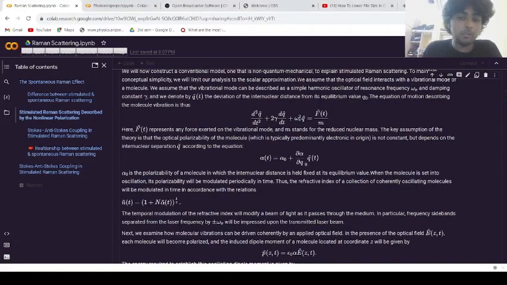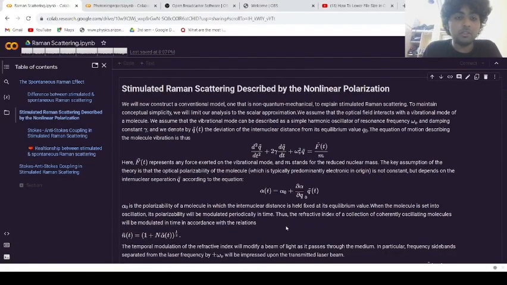Hello everyone, my name is Nikhilesh and I'll be discussing with you this section, which is stimulated Raman scattering described by the nonlinear polarization. So what we have here is a classical conventional model to explain stimulated Raman scattering, and to maintain simplicity, we'll just limit our analysis to scalar approximations.